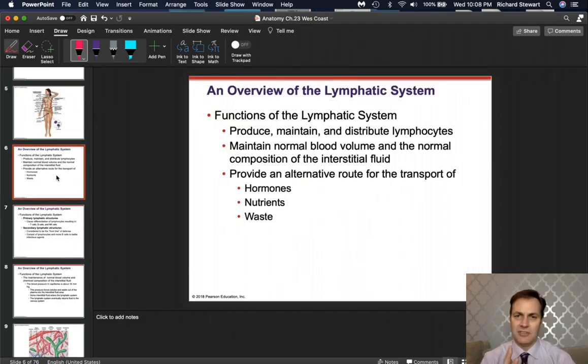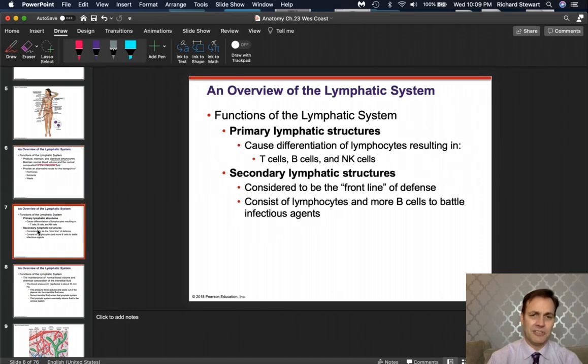What to understand is that the lymphatic system distributes lymphocytes, so that is going to be our immune system. It maintains normal blood volume because of the fluid. It can take that fluid back to your heart, and from your heart it goes back into your circulatory system, your blood vessels. There are some other ways, but I don't want to go into too much detail on those things.